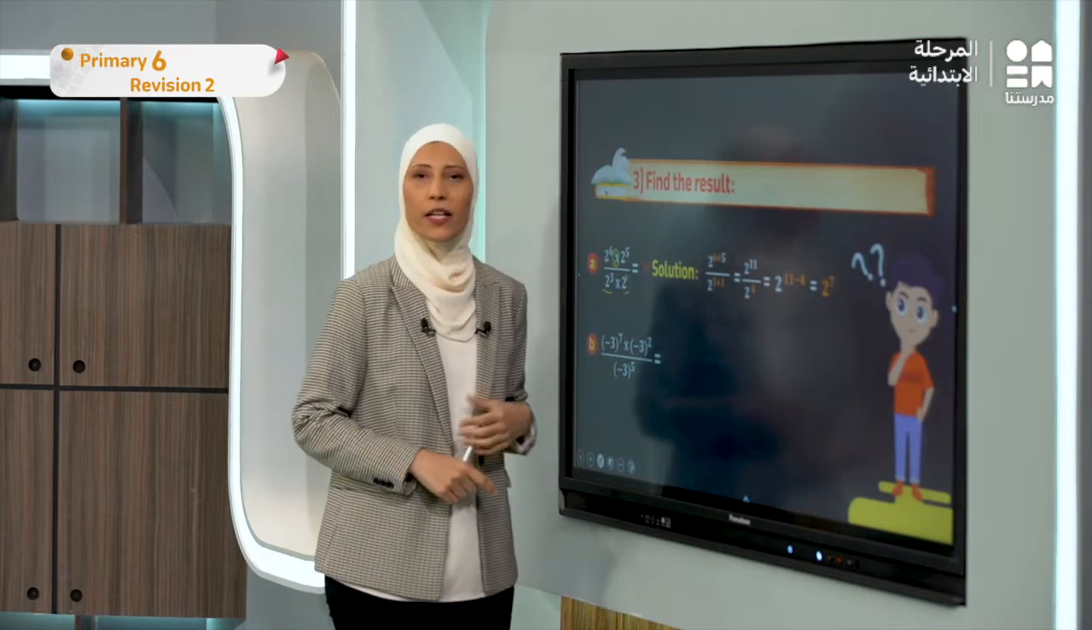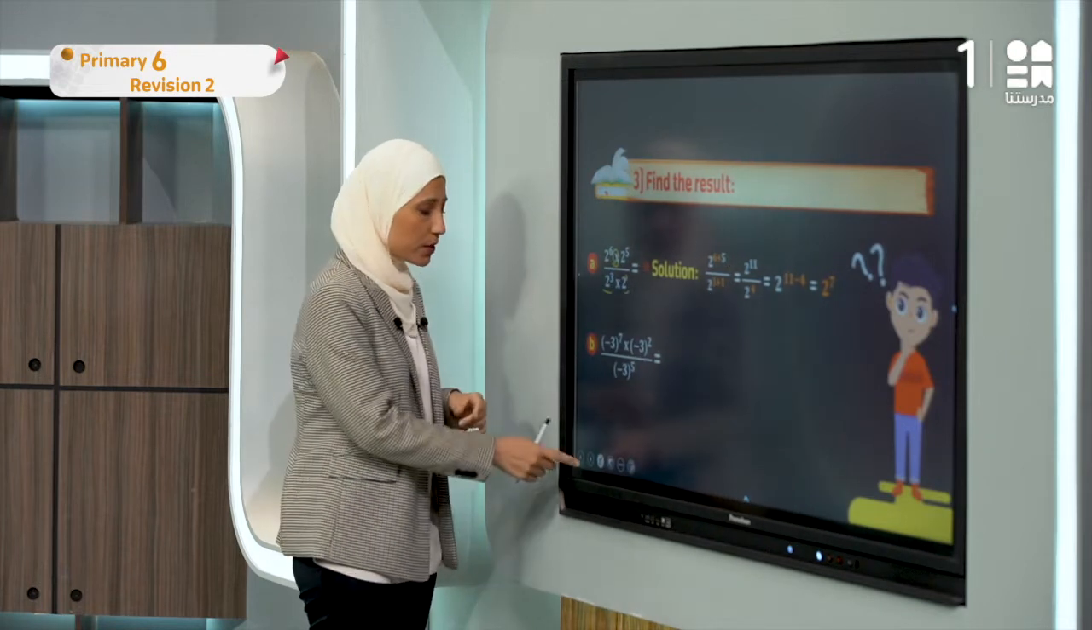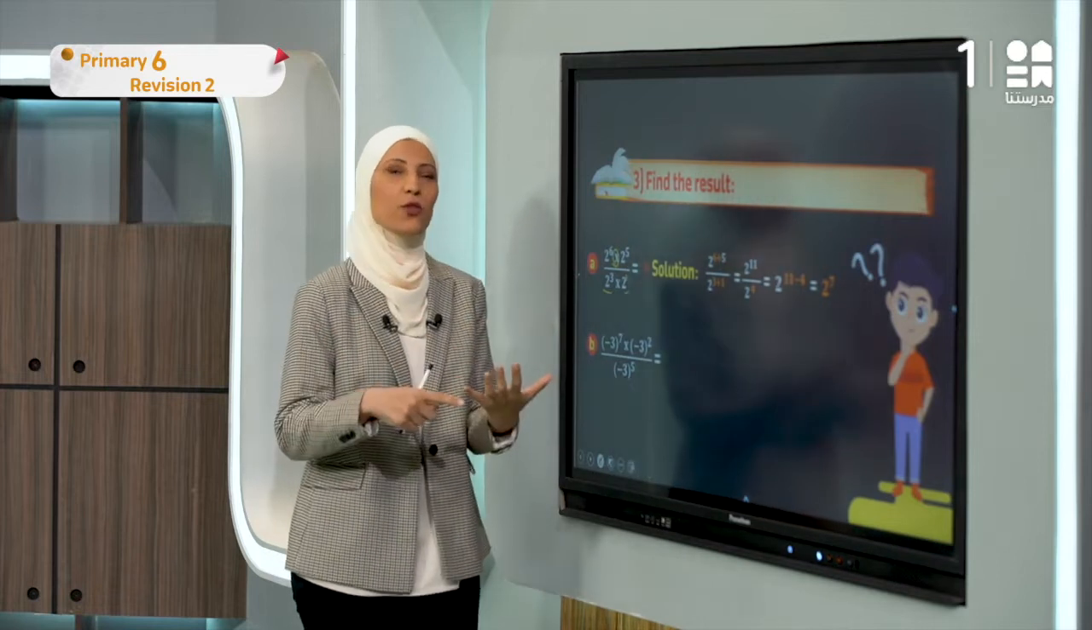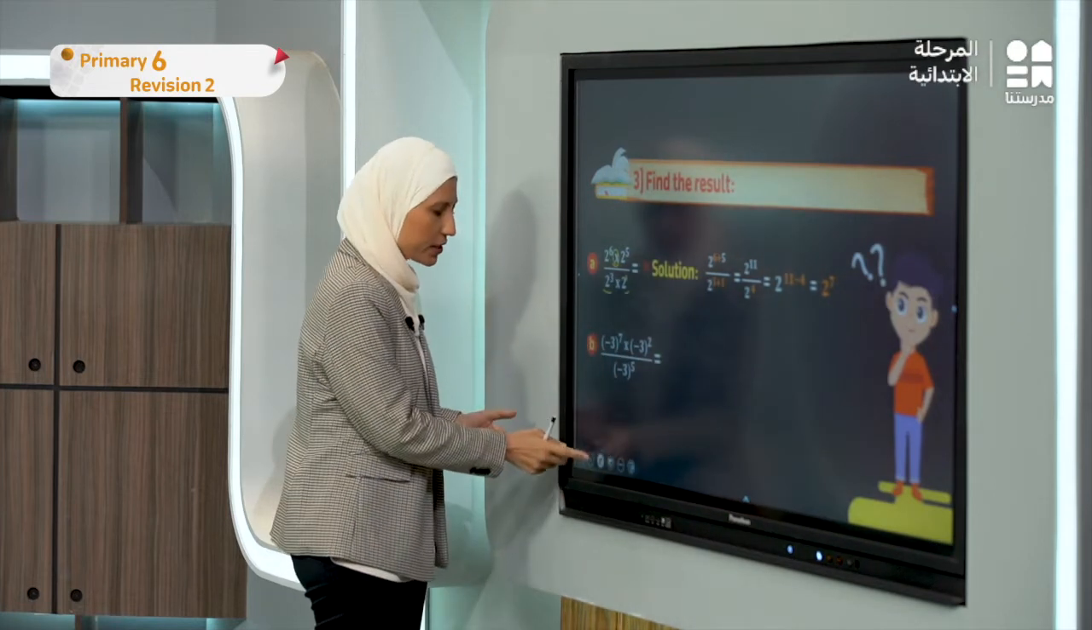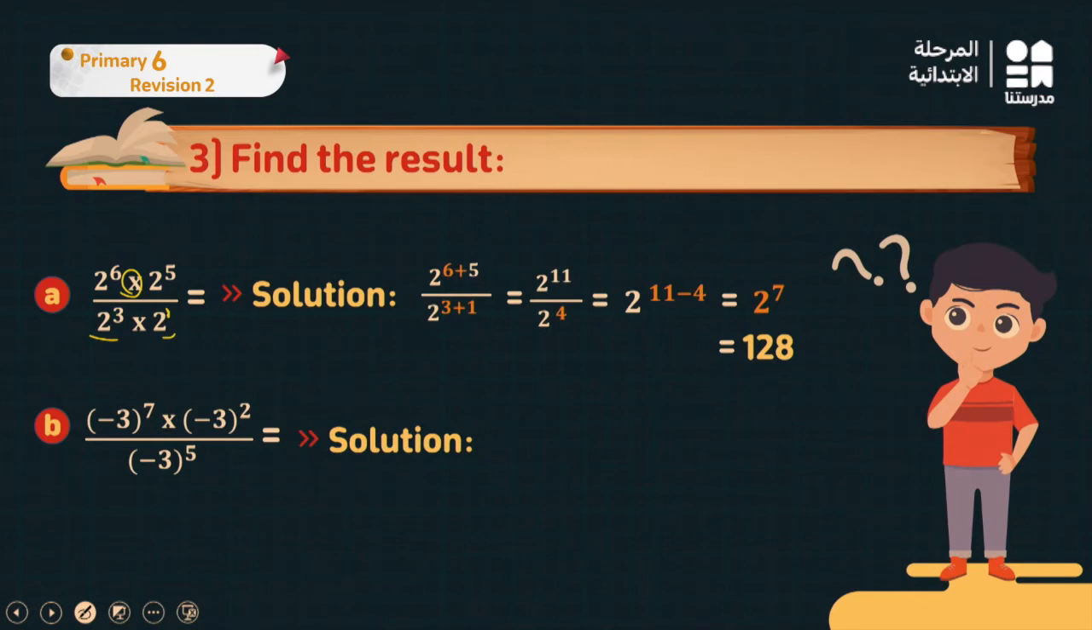Now I can find 2 to the power of 7 using the calculator. Because 2 to the power of 7 means 2 times 2 times 2 times 2 times 2 times 2 times 2, 7 times. So it's too hard to find it like that. You can write it in the calculator, so you will have 128.